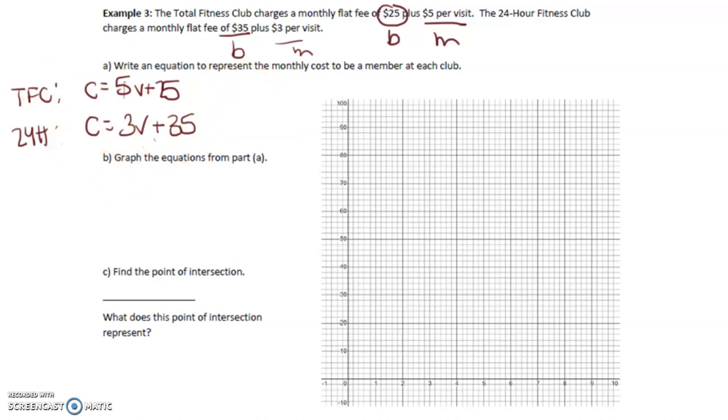So let's graph the first one. It starts at $25, so I'm going to plot that here. Now, going up by $5 each time. So at one visit, it's going to be $30. At 2 visits, it's going to be $35. At 3 visits, it's going to be $40, $45, $50, $55, $60, $65, $70, $75.